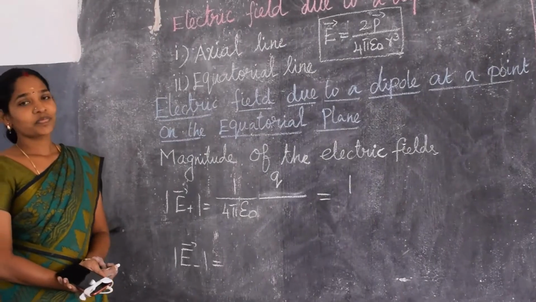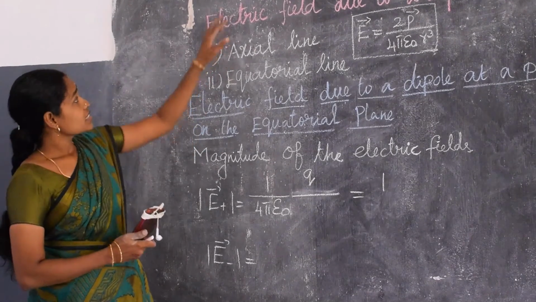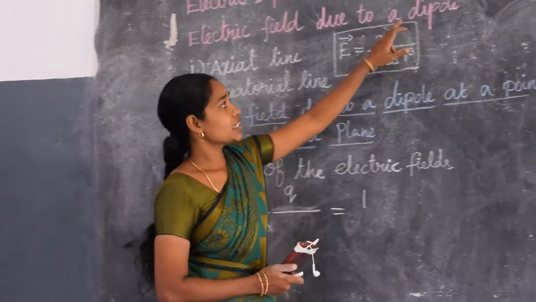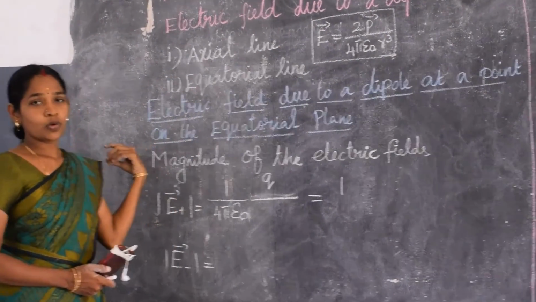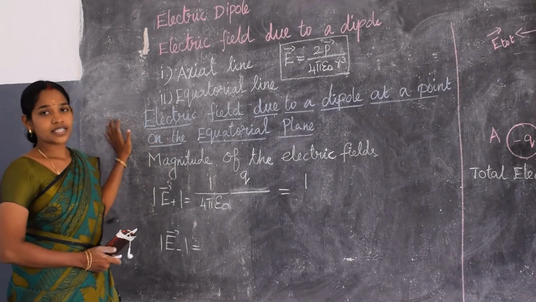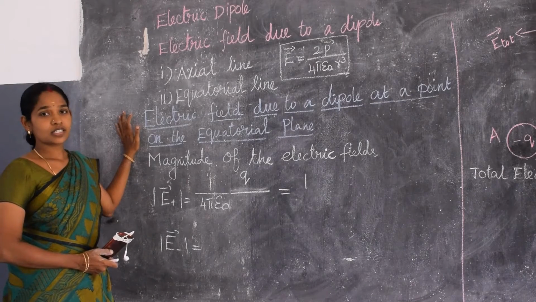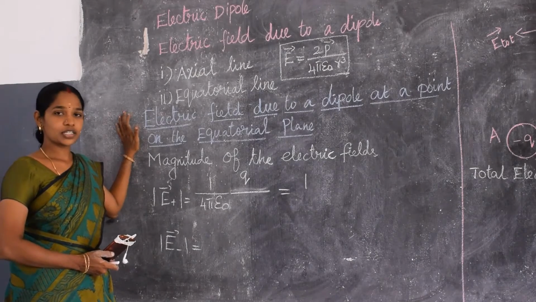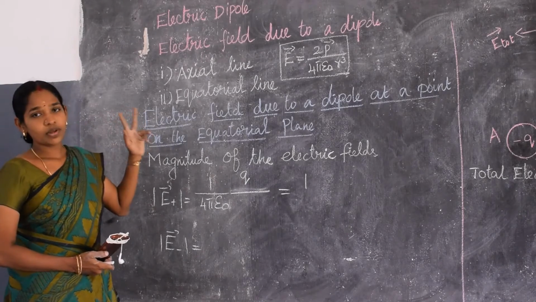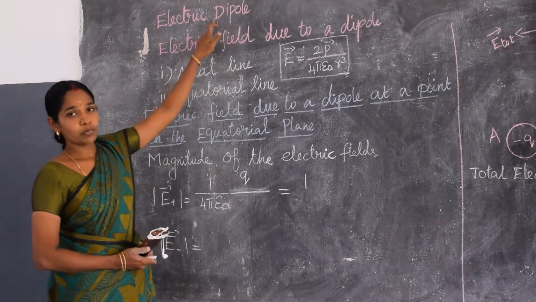Good day, students. In our last class, what we have seen is electric dipole, electric field due to a dipole. What is an electric dipole? Two equal and opposite charges separated by a very small distance. The distance must be very small, neither will it increase nor decrease. It is a fixed one. So, two equal and opposite charges separated by a very small distance makes a dipole.